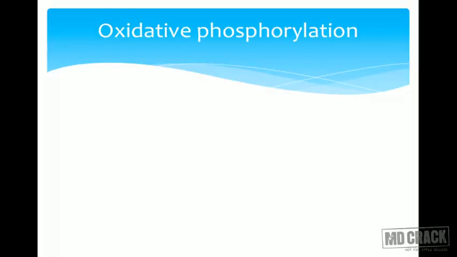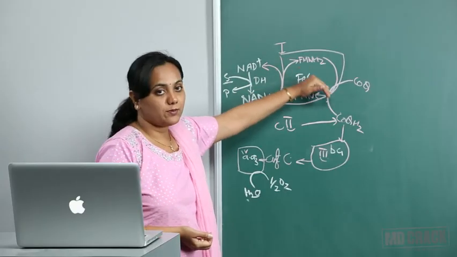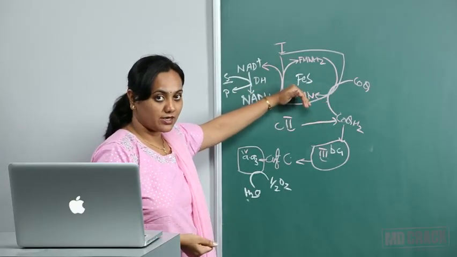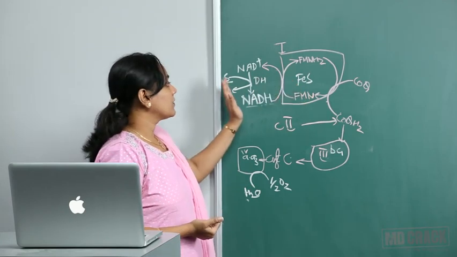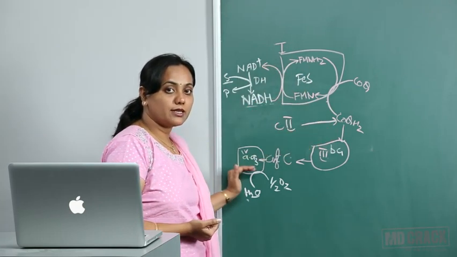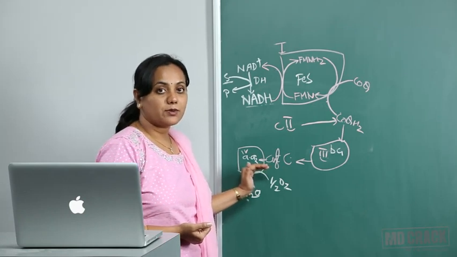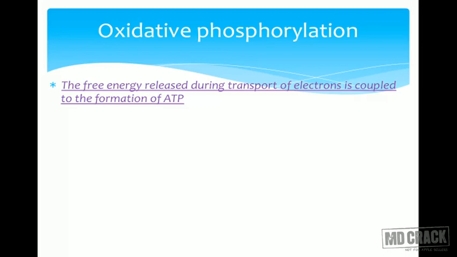Before we go further, let me just tell you how it is happening. Now the free energy during this transport, we keep talking of free energy. That's why I talked about bioenergetics, wherein I talked about the Gibbs free energy. So during this process of transport of electrons across the electron transport chain, what is happening? A lot of free energy changes are taking place. This free energy is harnessed for the formation of ATP. This free energy is coupled to the formation of ATP.